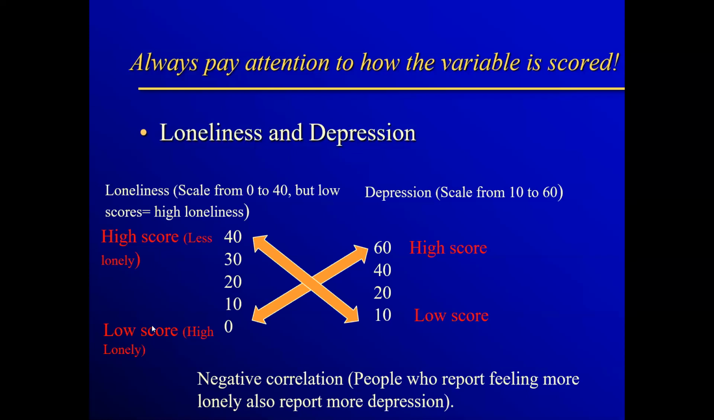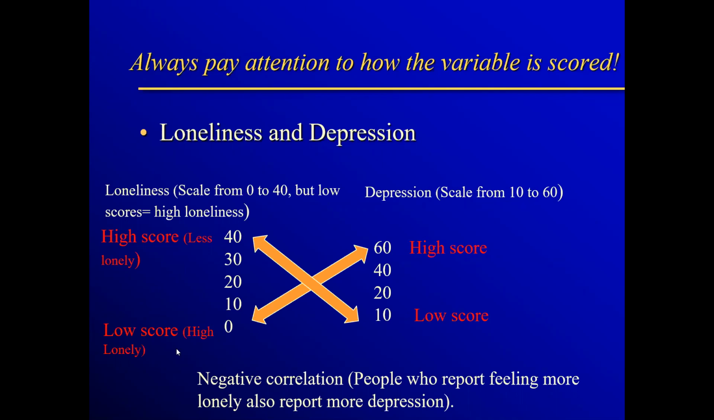So, in this example, a low score equals high amounts of loneliness. If we scored our scale like this, we'd actually get a negative correlation, even though we would expect a positive, right? A negative correlation: people who report feeling more loneliness, which is actually a low score, report more depression, right? So a low score on this scale is actually high amounts of loneliness. But that positive correlation would be there if I just reverse scored this entire scale.